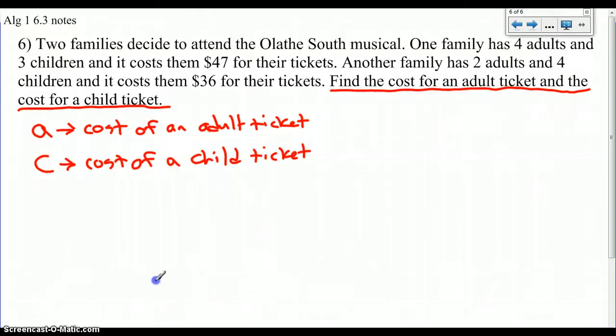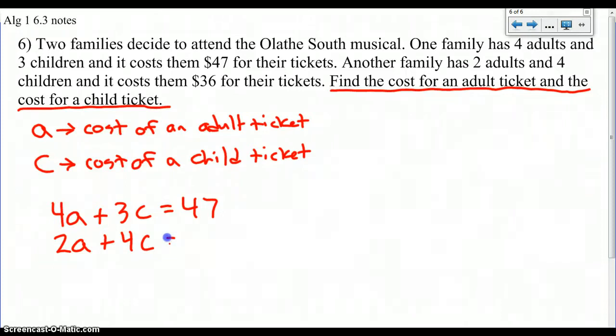Let's look at this one family at a time. The first family has 4 adults. I can represent that with 4 times A. And 3 children, 3 times C. And it costs them $47. By the same token, the second family, 2 adults, 4 children, $36.